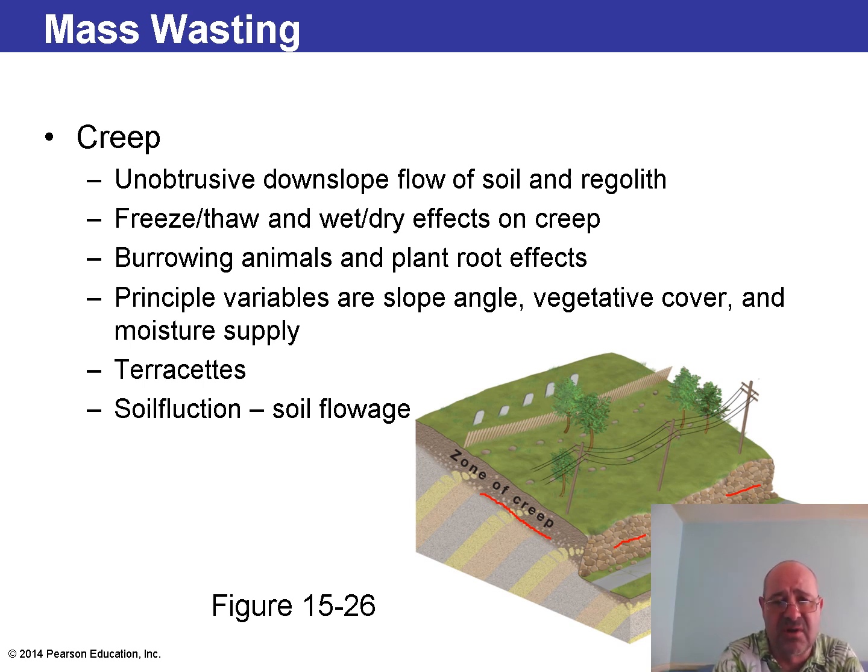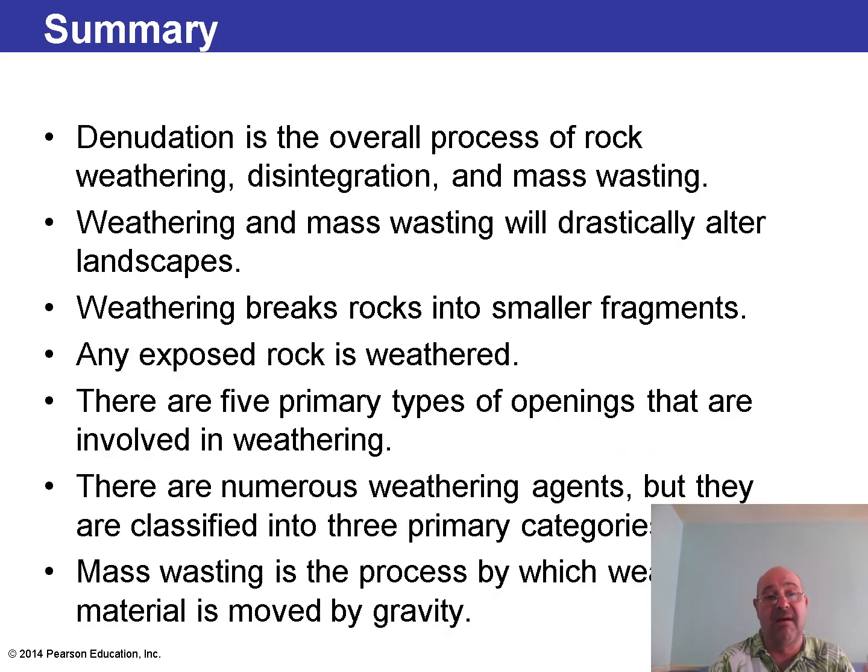Solifluction, soil flowage. Okay, solifluction, again, we've already talked, that was the slowest type associated with colder latitudes. Again, that freeze, thaw, okay? All right. That takes care of this.